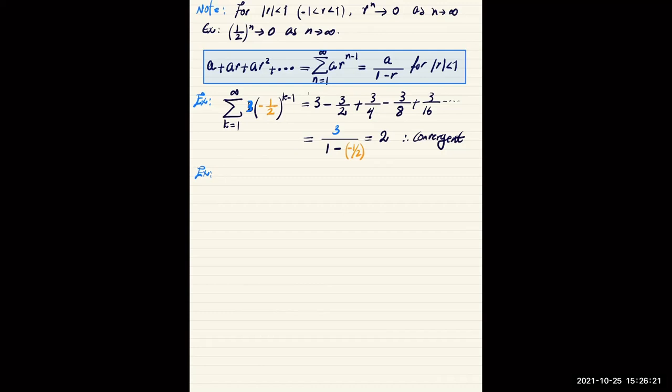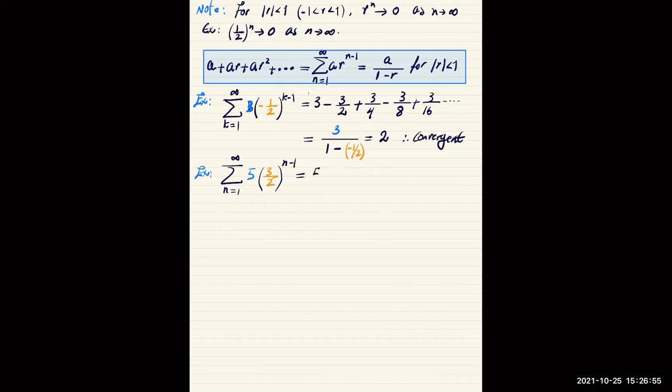Let's say we have, and again, it doesn't matter if I call the index k, and let's call it n. Let's say we have 5 times 3 over 2 as r to the power of n minus 1. Again, I call the index n. So let's expand this for a little bit.